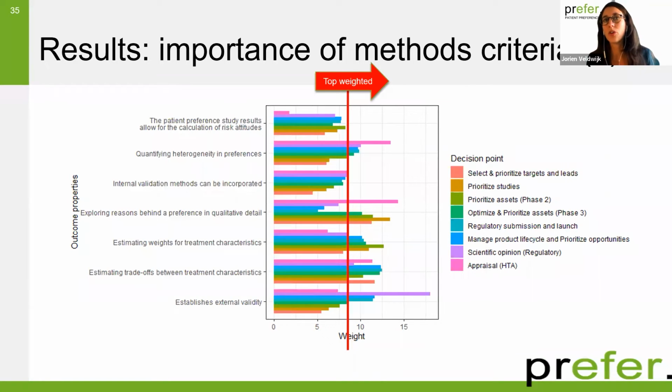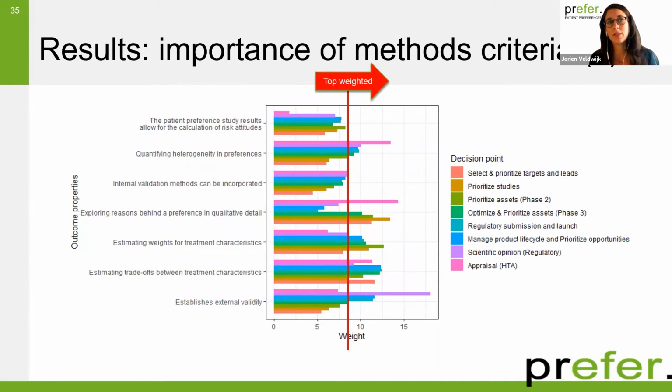And you can see overall that these outcome criteria were more important to each of the stakeholders across almost all of the decision points compared to the operational aspects. Among the top weighted then are quantifying heterogeneity, and that is important in almost all of the decision points. Then exploring reasons behind preferences in qualitative detail mainly is important in the early stages of the medical product life cycle, as well as for HTA decision making.